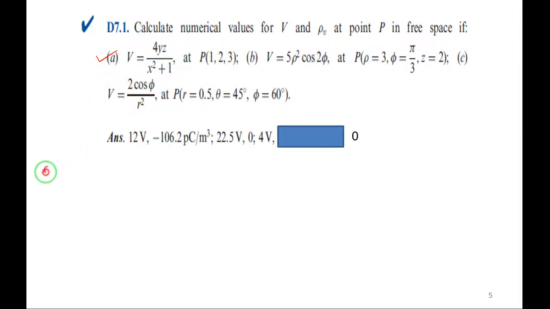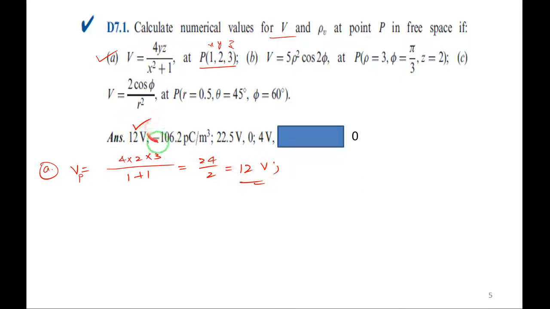So part A I will take up. Find the numerical value of V at point P. V is given, and at point P, part A, the values are 1, 2, 3. This is the value of x, y, z. So substitute the values of x, y, z and calculate the potential at point P, we'll call it Vp. So 4 into y, which is 2, into z, which is 3, divided by x square plus 1, x square is 1 square plus 1. So 4 times 2 is 8, 8 times 3 is 24, 24 by 2 is 12 volts.